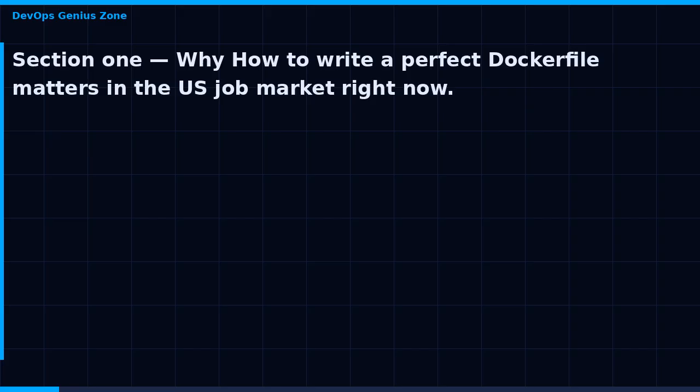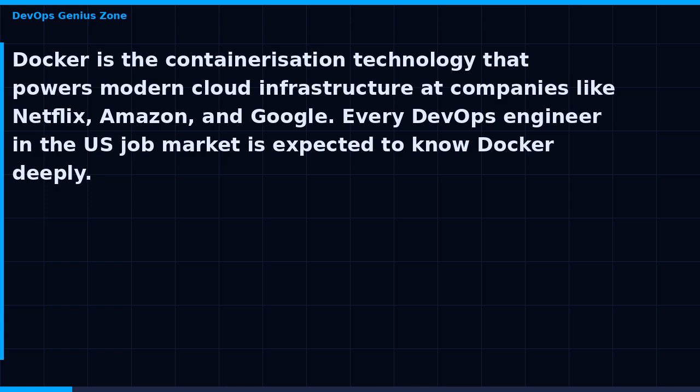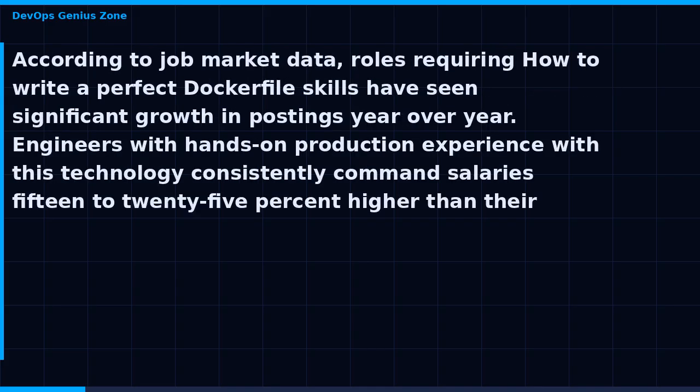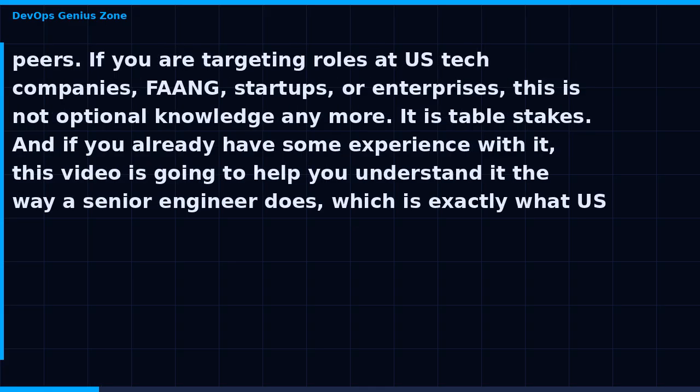Section 1: Why how to write a perfect Dockerfile matters in the US job market right now. Docker is the containerization technology that powers modern cloud infrastructure at companies like Netflix, Amazon, and Google. Every DevOps engineer in the US job market is expected to know Docker deeply. According to job market data, roles requiring how to write a perfect Dockerfile skills have seen significant growth in postings year over year. Engineers with hands-on production experience with this technology consistently command salaries 15 to 25% higher than their peers. If you are targeting roles at US tech companies, FAANG, startups, or enterprises, this is not optional knowledge anymore.